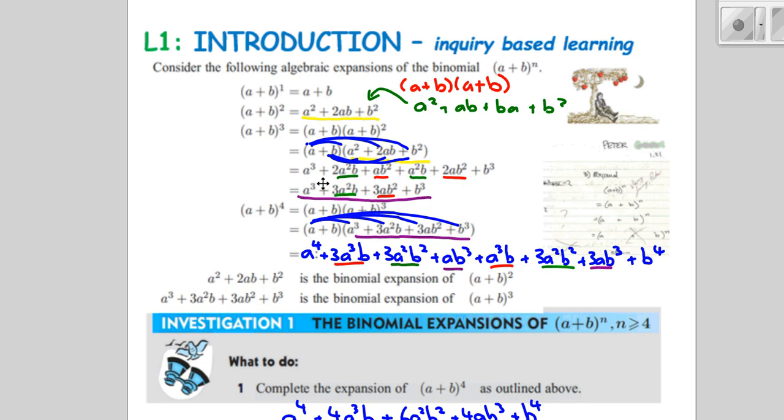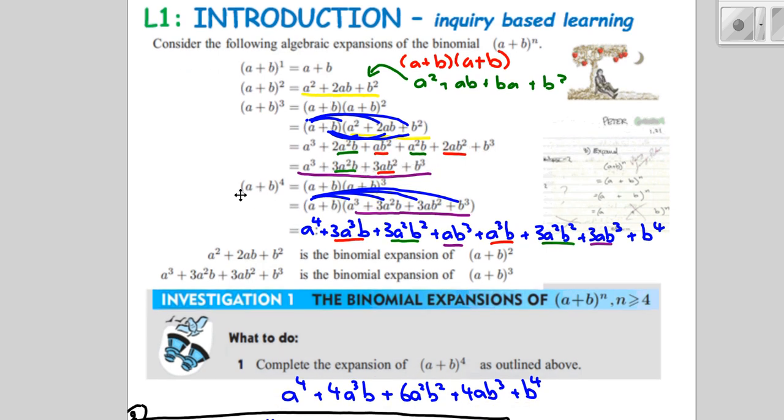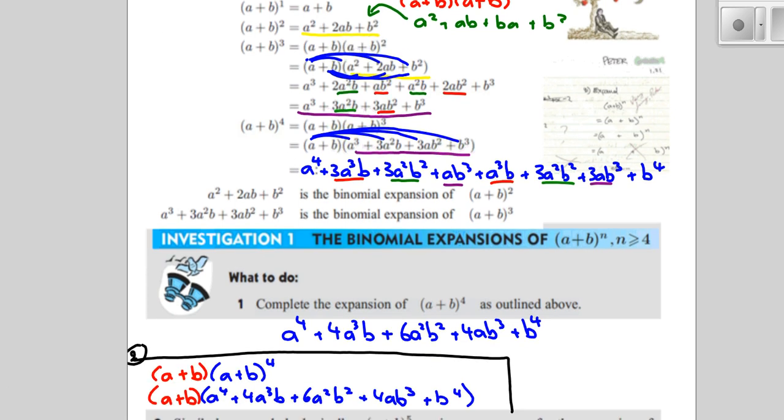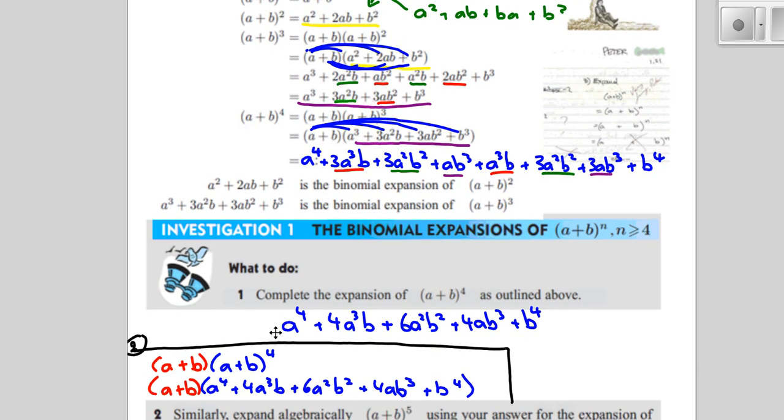Then you notice the powers of A were decreasing by 1, the powers of B were increasing by 1. Then A plus B to the 4 we manually did, quite painful. When you did that, you ended up with the coefficients 1, 4, 6, 4, 1. And you notice the powers of A were descending by 1, powers of B were ascending by 1. Then we started to do the same for 5. We ended up with the coefficients.